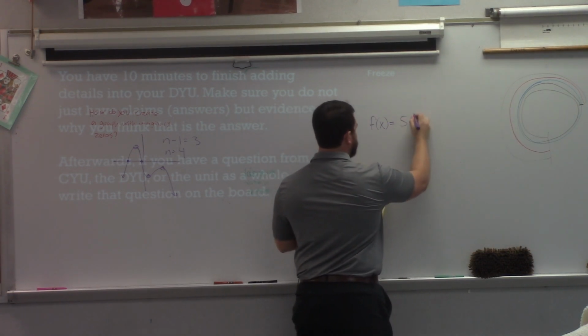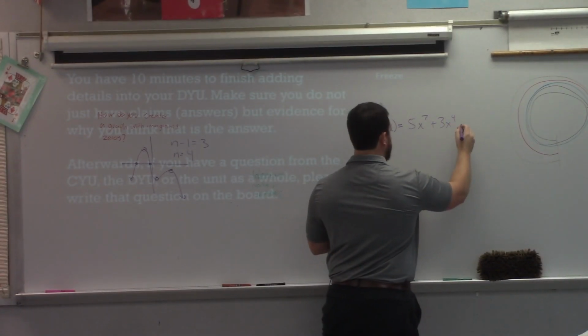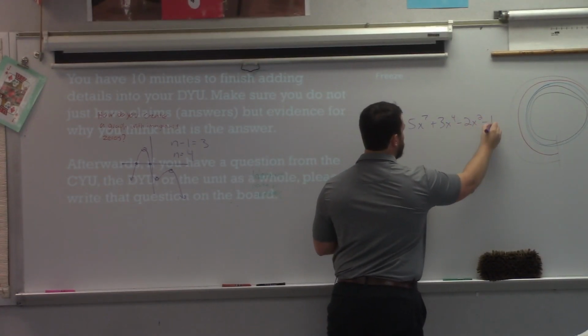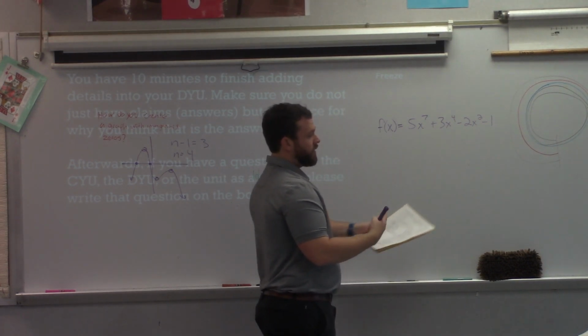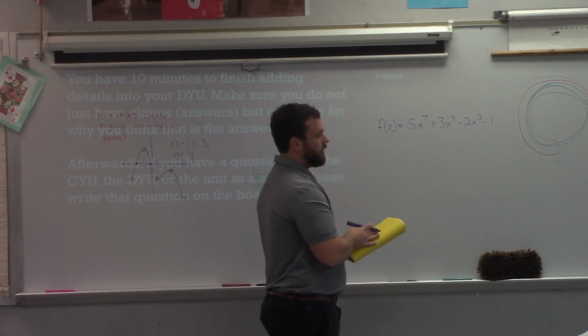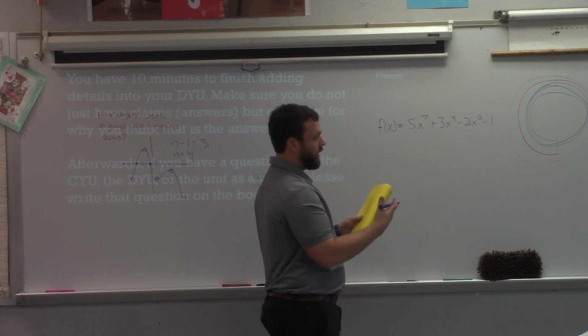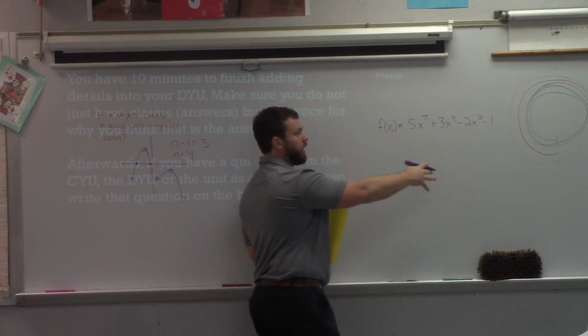So 5x to the 7th plus 3x to the 4th minus 2x squared minus 1. Now, possible number of extrema just by looking at the equation, possible number of x-intercepts. Guys, that's what we explicitly did with the mathematic activity for a whole day, exploring that concept. We've done a few practice problems like that in class. Make sure that we study this.